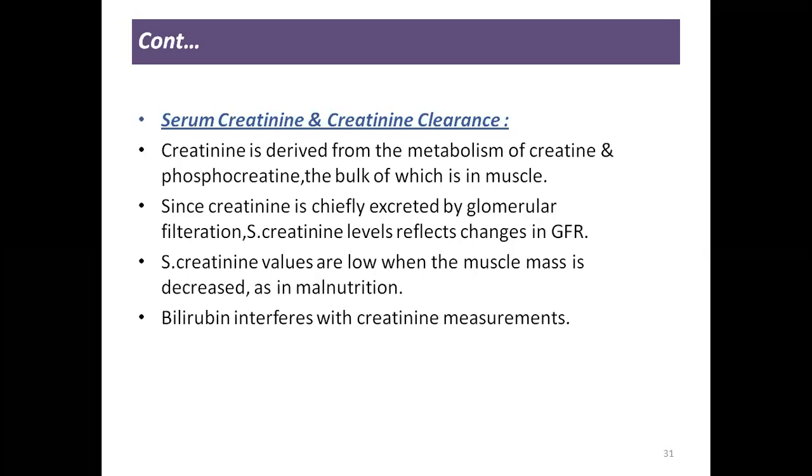Serum creatinine and creatinine clearance. Creatinine is derived from the metabolism of creatine and phosphocreatine, the bulk of which is in the muscles. So the metabolism of creatine and phosphocreatine will lead to the formation of creatinine. Since creatinine is chiefly excreted by glomerular filtration, if we know the serum creatinine level, then we can have a rough estimation of the glomerular filtration rate. Serum creatinine values are low when the muscle mass is decreased, as in malnutrition.